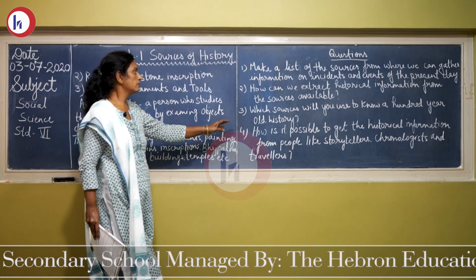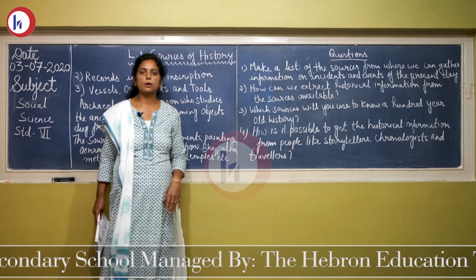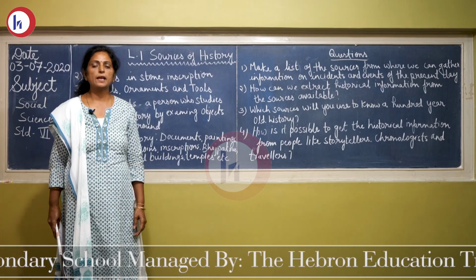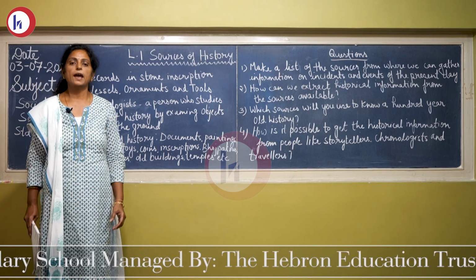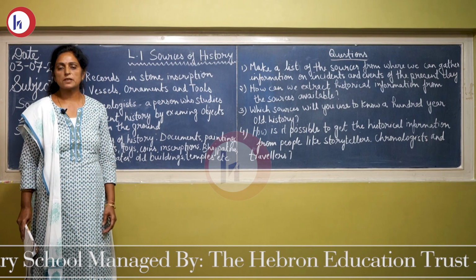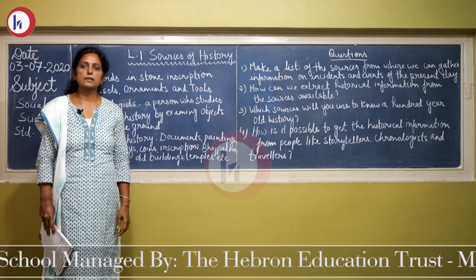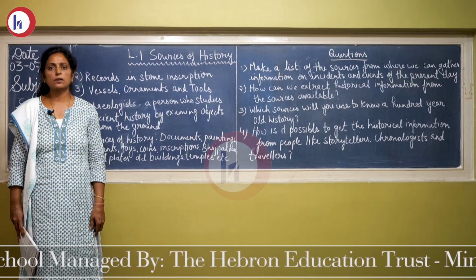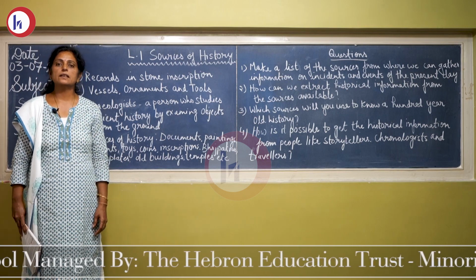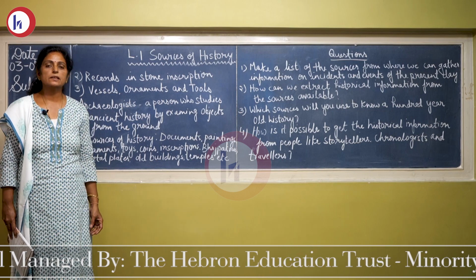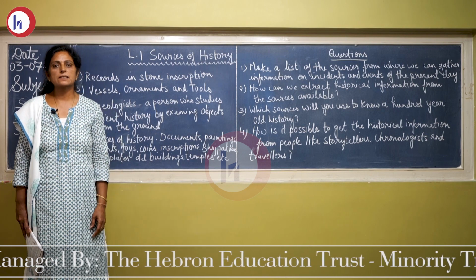Now question number 3. Which sources will you use to know a 100-year-old history? On the completion of 100 years, newspapers and magazines publish a special edition of such memorable events and graphical representations of such events. The special events which took place during the century are described along with pictures. By studying this special edition, one can learn the history of 100 years. If you want to learn the history of more than 100 years, then old temples, forts, old buildings, etc.